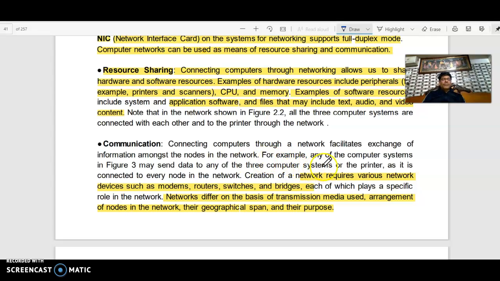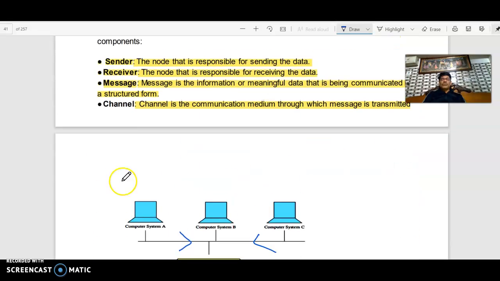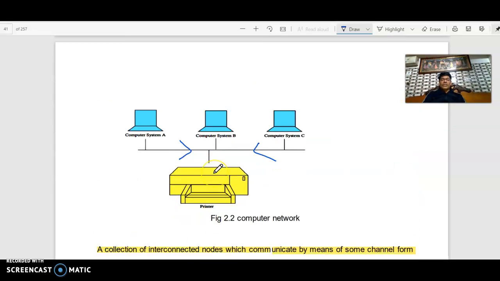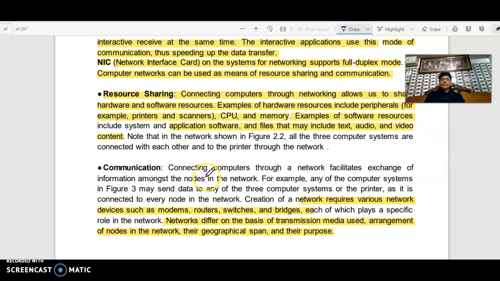For example, any of the computer systems in figure 3 that I have shown you here may send data to any of the other computer systems or the printer, as it is connected to every node in the network. Creation of a network requires various network devices such as modem, routers, switches, bridges.